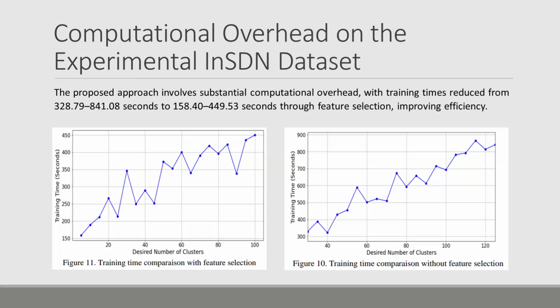Without feature selection, training times range from 328.79 to 841.08 seconds. With feature selection, training times are reduced to a range of 158.44 to 449.53 seconds.